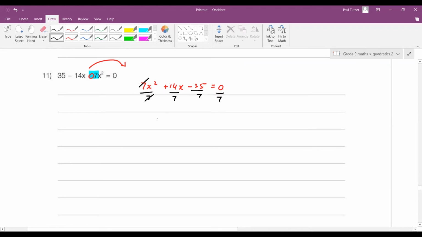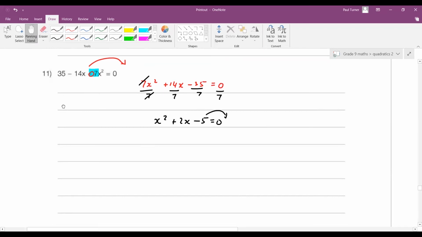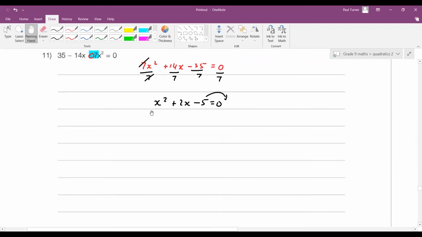Cancel your 7. You're going to get x squared plus 2x minus 5 equals 0. So take your minus 5 over, then you finish it. So I'll leave that there for a second. So just copy that and then go from there. So we move the 5 across, okay? So x squared plus 2x equals 5. Move your minus 5 to the other side, you'll get 5.